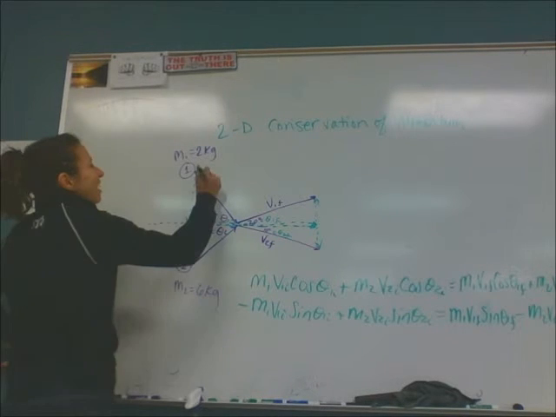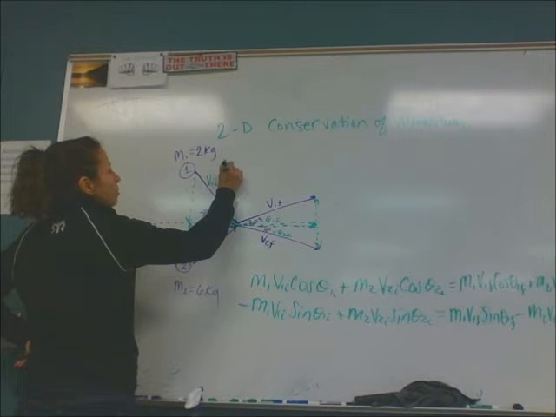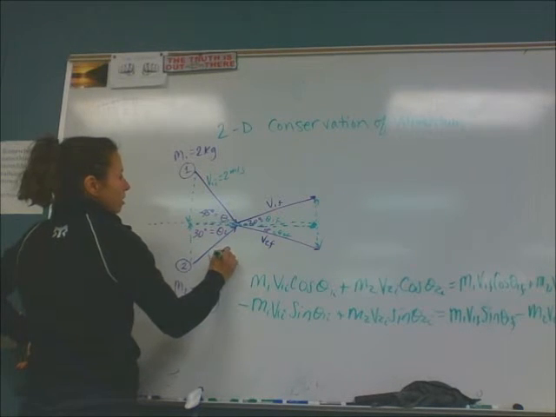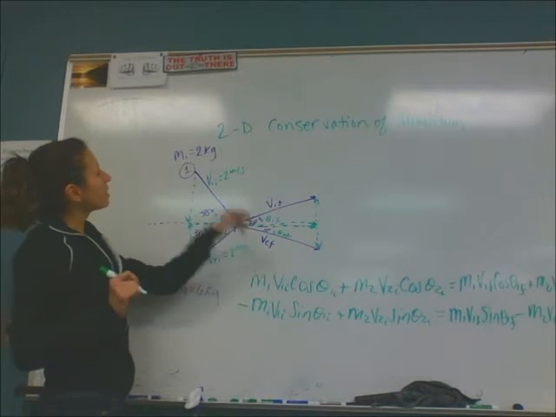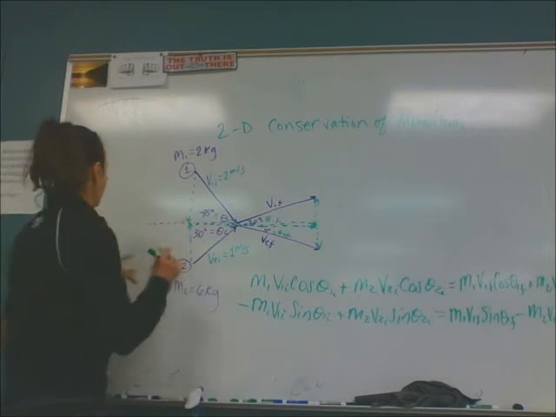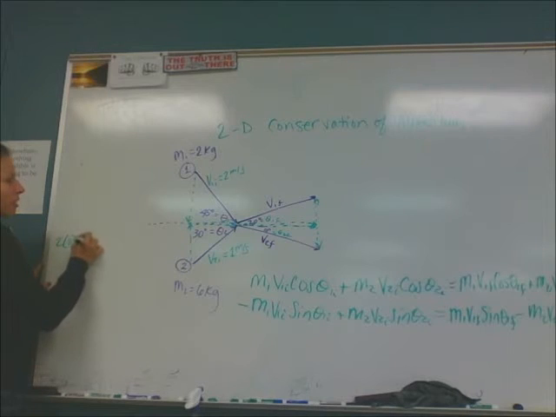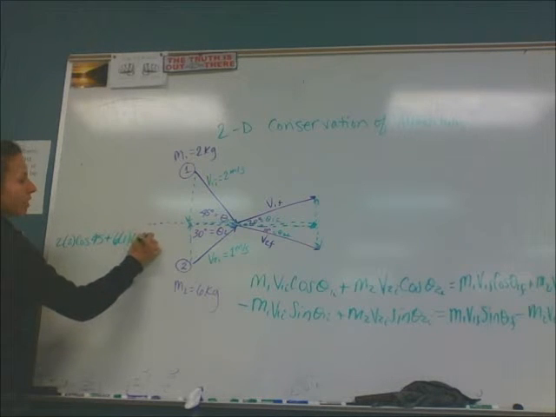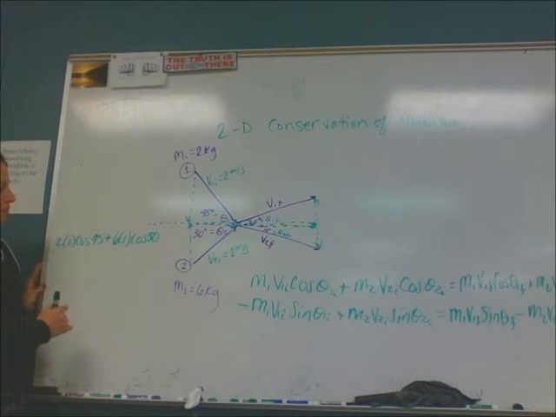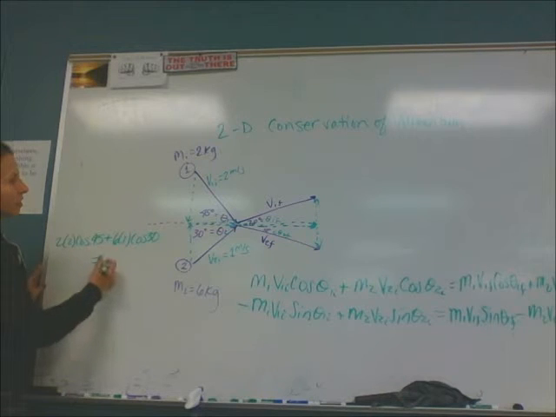So M1 V1 initial is 2 times 2 cosine of 45 plus M2 V2 initial, which is 6 times 1 cosine of 30 equals M1 V1 final, which is 2 V1 final cosine of 20 plus M2 V2 final cosine 10.